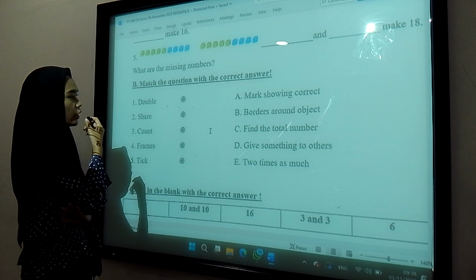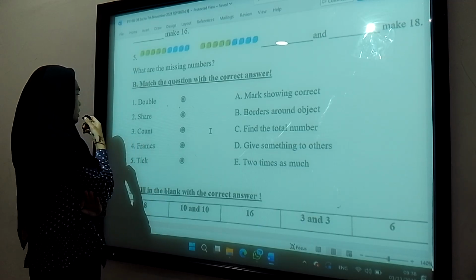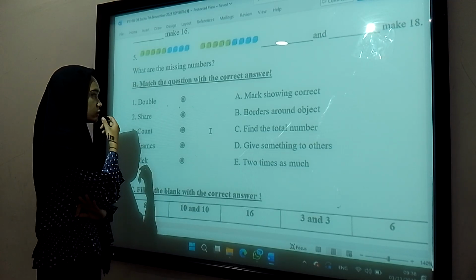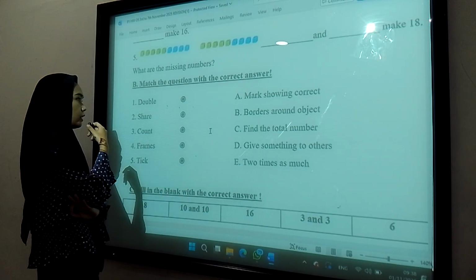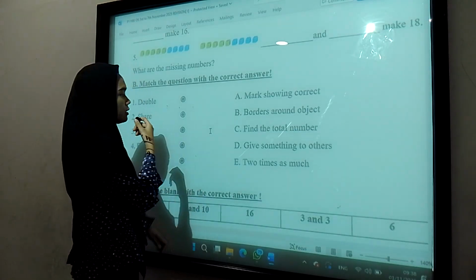And number two, share. It's to give something to others. Count means find the total number. Frames is borders around an object, and tick means a mark showing correct.